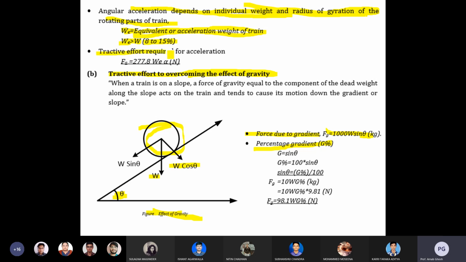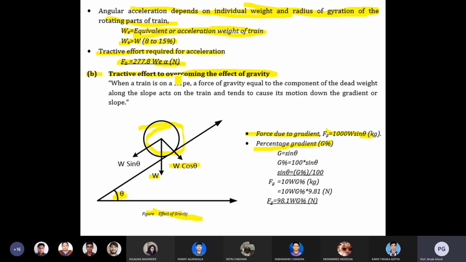The tractive effort required for the acceleration is F equals 277.8 W_E alpha. Okay, W suffix E into alpha, that total value. So angular acceleration you are considering, and finally you will get W_E, which is 8 to 15% more than your W.